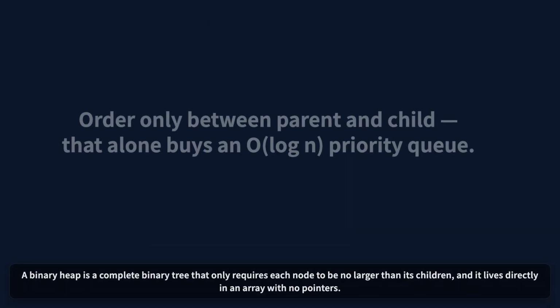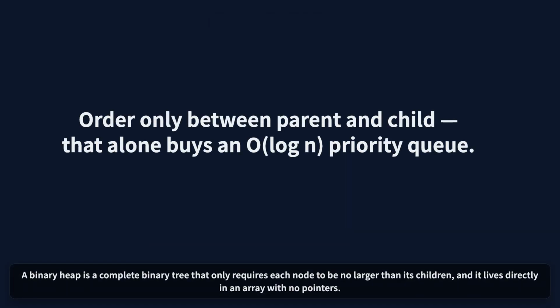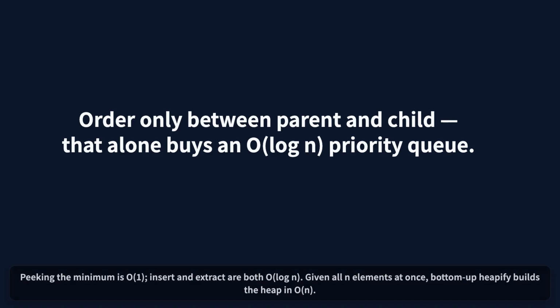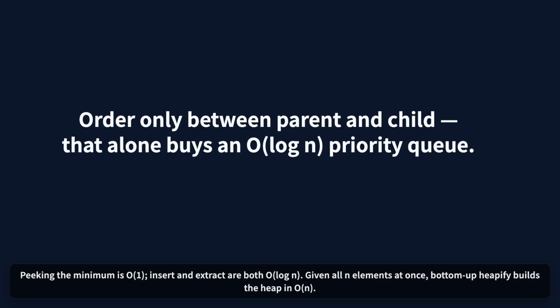A binary heap is a complete binary tree that only requires each node to be no larger than its children, and it lives directly in an array with no pointers. Peeking the minimum is big O of 1. Insert and extract are both big O of log n. Given all n elements at once, bottom-up heapify builds the heap in big O of n.